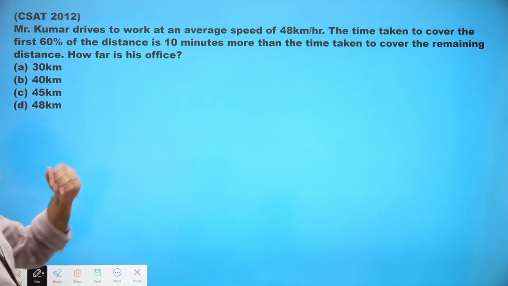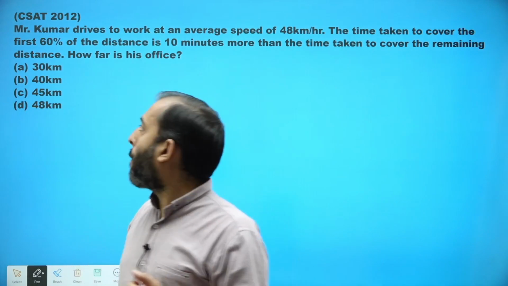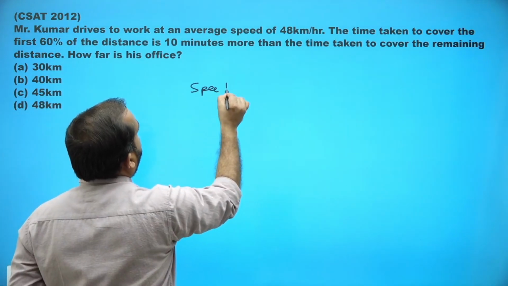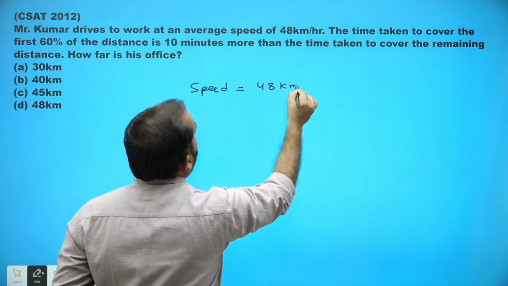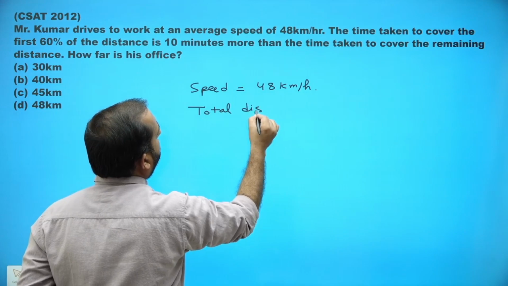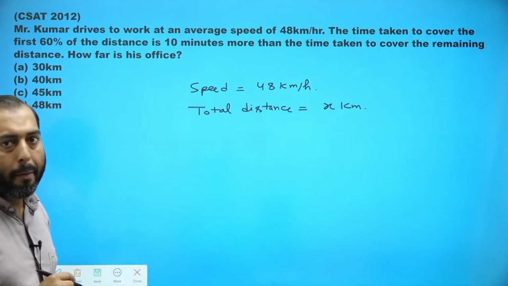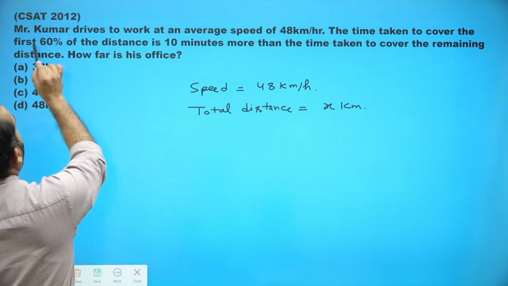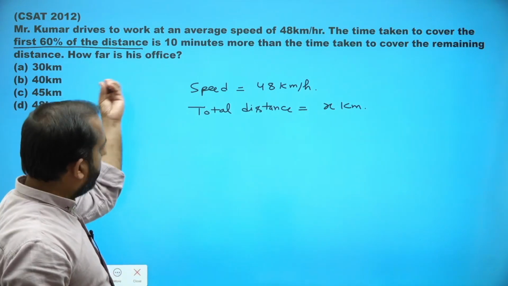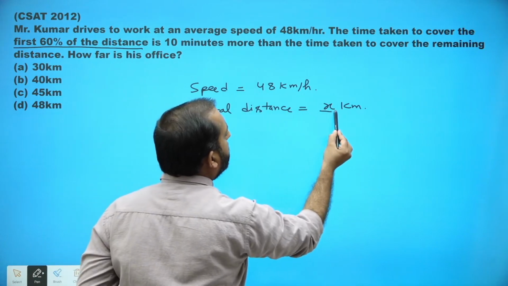Now, if you don't want to utilize any kind of ratios here, you just want to solve this question through formula only, then what to do? Then in that case, speed is given to us, which is 48 km per hour. Let's say total distance. Assume total distance to be x kilometers. Now it is given that the first 60% of the distance is covered first. So speed is 48, right? Total distance is x.